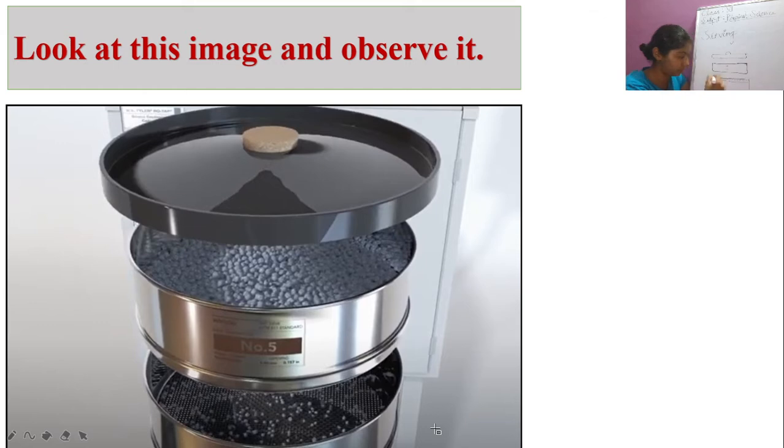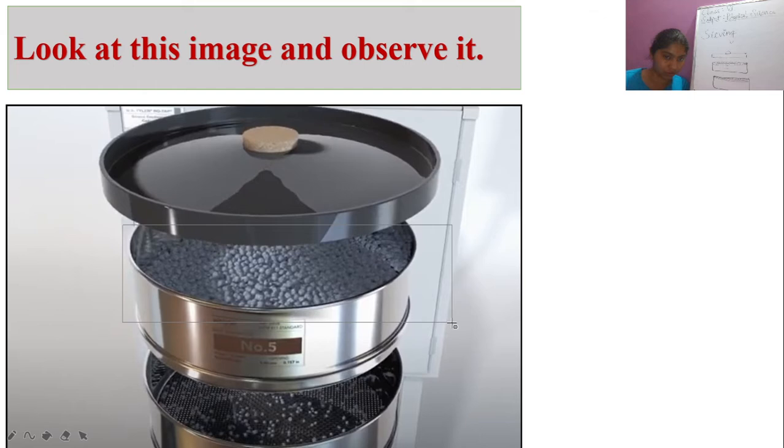Do we have 2 containers, right? Do you see this? This is an electrical sieve, and you will observe there are 2 kinds of sieve, one at the top and another one at the bottom.